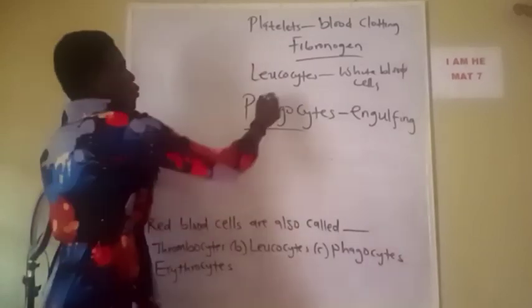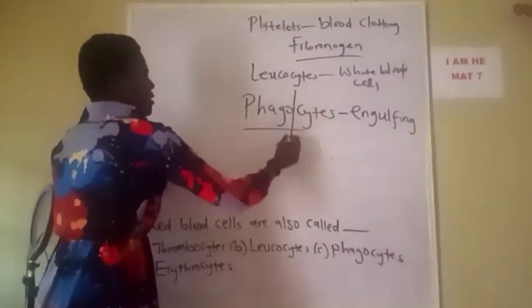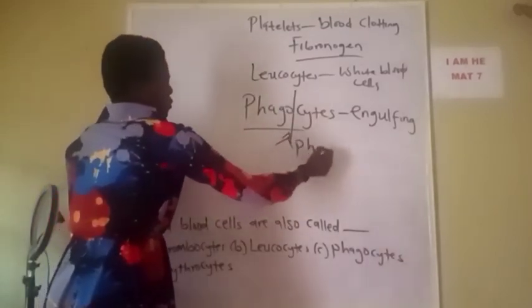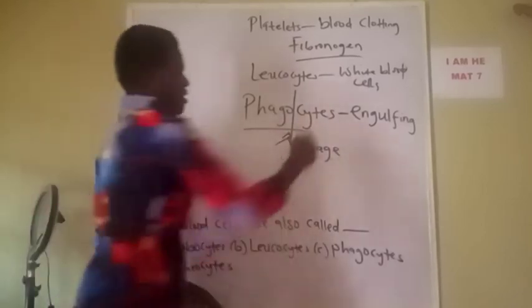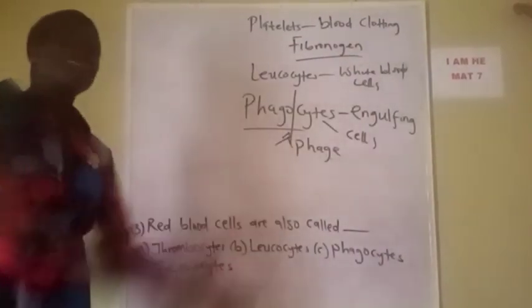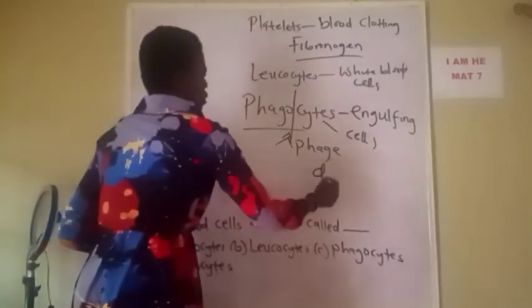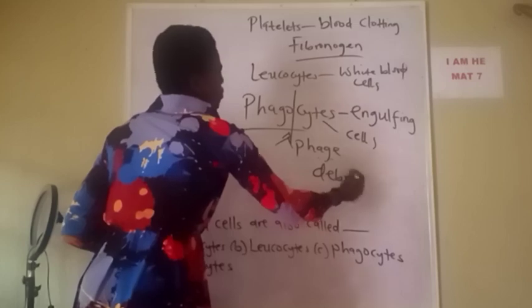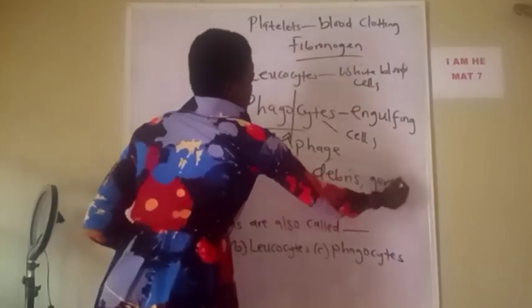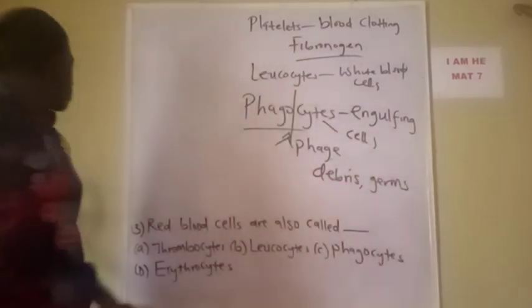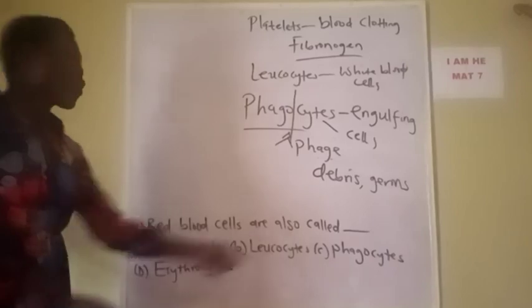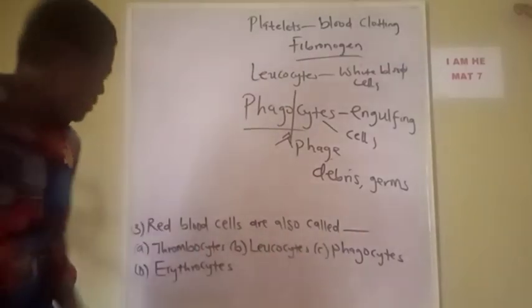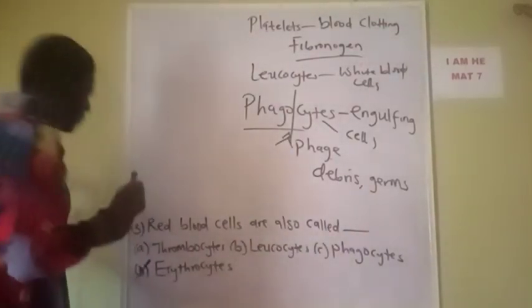Engulfing. So the word phago is gotten from the word phage, to engulf. Phagocytes are the cells, so they are called engulfing cells. They engulf debris and germs. Now, D is called the erythrocyte. So the red blood cells are also called the erythrocyte. So take note of the answer.